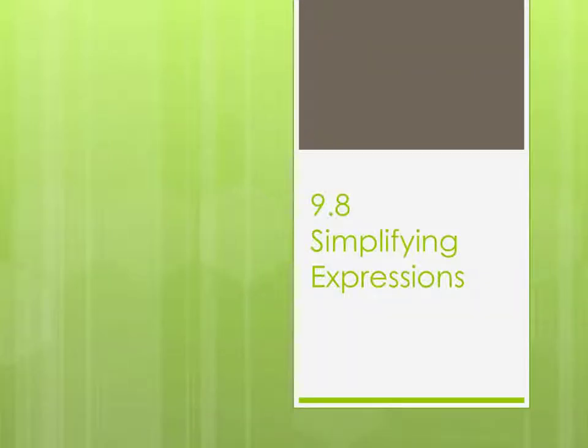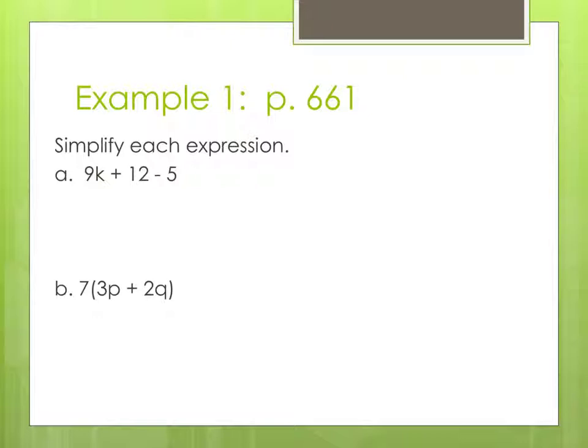In section 9.8, we'll be simplifying expressions. The key to simplifying expressions is to find like terms and combine them. So, for example, if I had 3x plus 2x, those are like terms. They're both x terms. They have the same variable. And so I can combine those and say if I have 3x's plus 2 more x's, that's 5x's.